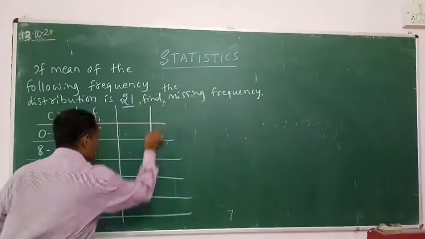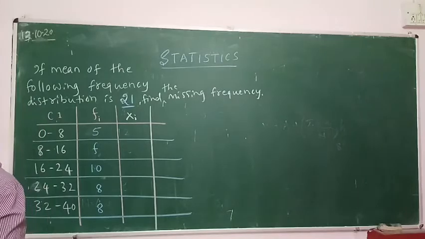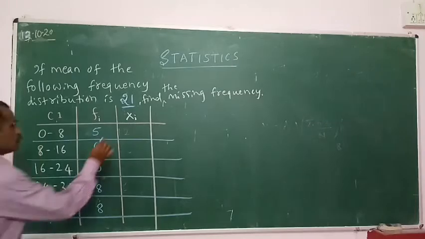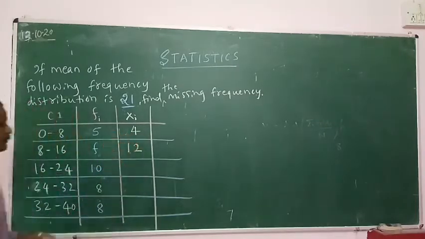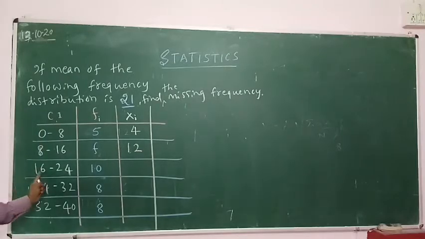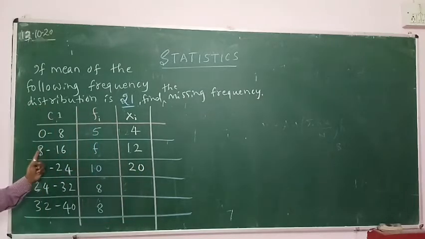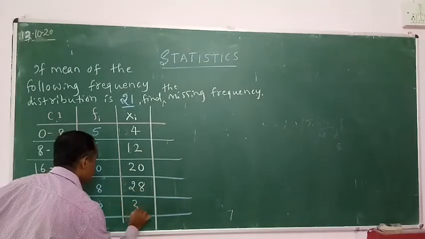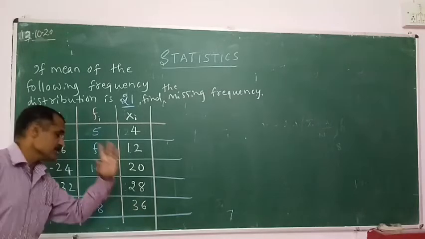So I will go to the third column. This is xi. Third column is xi. Midpoints. It is 8 by 2, answer is 4. 24 by 2, answer is 12. Midpoints are quite familiar. It is 40 by 2, answer is 20. You can see it is 4 more than the lower limit. So 24 plus 4, 28, and 32 plus 4, it is 36. But you can check this out. It is 72 by 2, answer is 36.